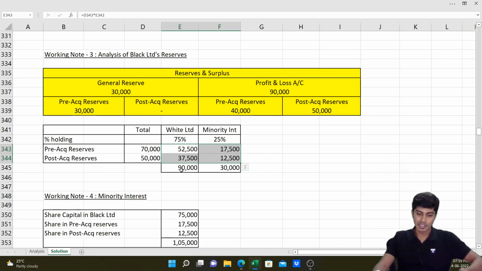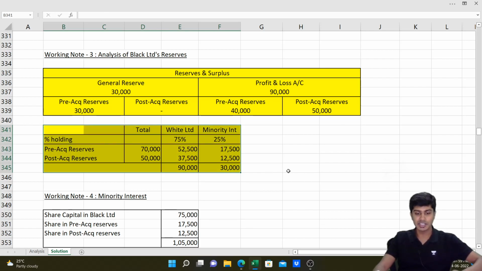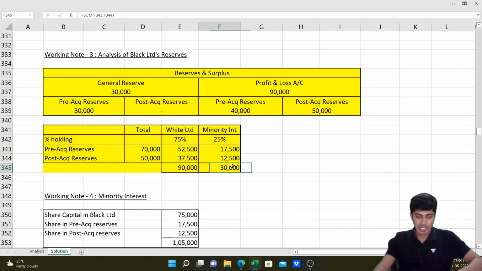So now I'll take the totals. Total money that belongs to White Limited is 90 from the reserves. Total that belongs to minority is 30,000 from this reserves. I'll mark this entire thing yellow, stating that we've done it. Now, this 30,000 that belongs to minority will come in minority interest.